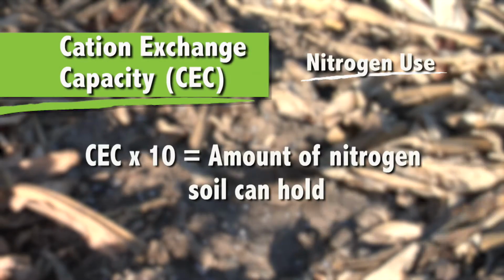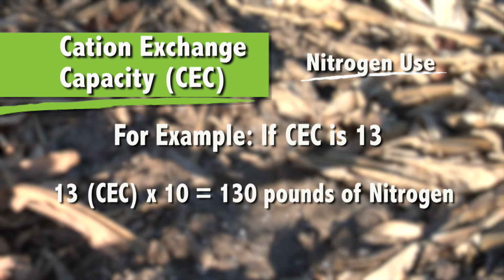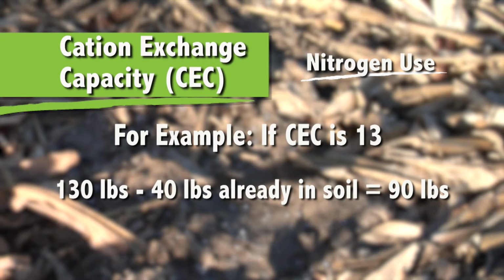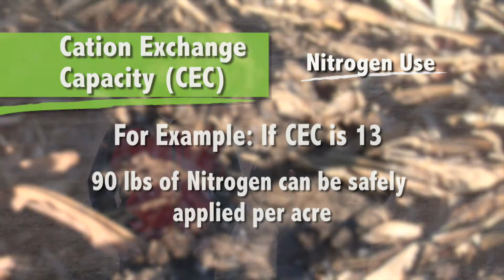Well, what we use for a measurement is 10 times the cation exchange capacity. So let's say, for example, your cation exchange capacity was 13. 13 times 10 is 130 pounds. If there are already 40 pounds in the soil, you subtract 40 off your 130, and you could apply safely around 90 pounds, and we'd usually tell the guy, I'd stay even a little lower than 90 pounds. So the farmer will do that.